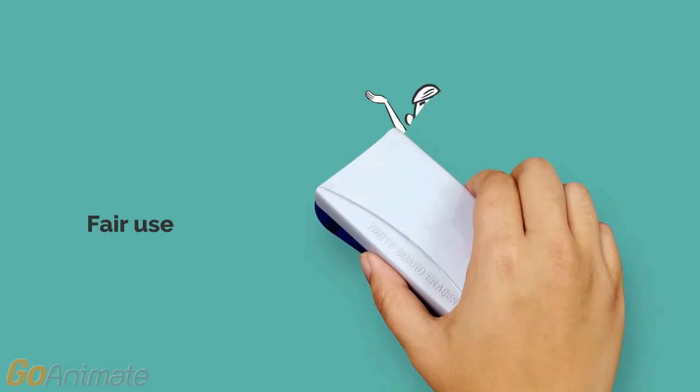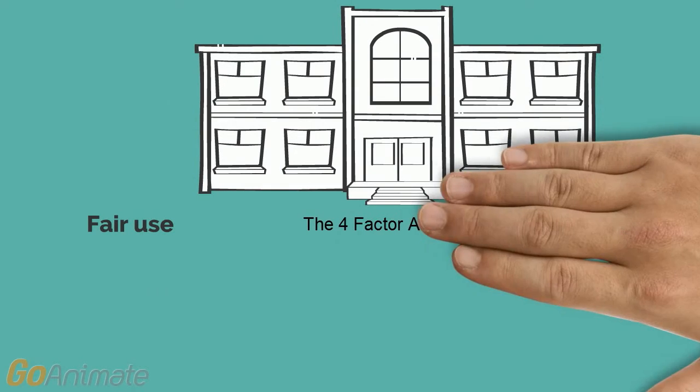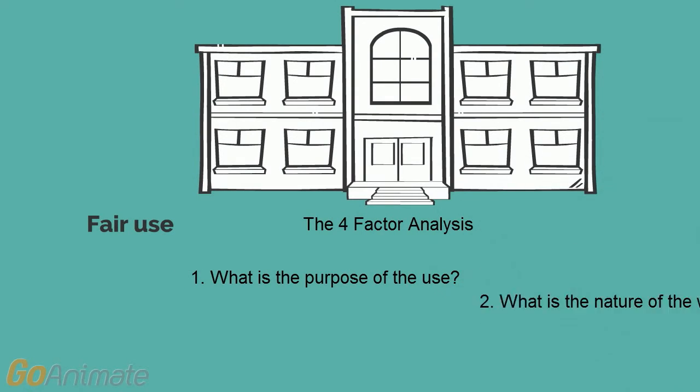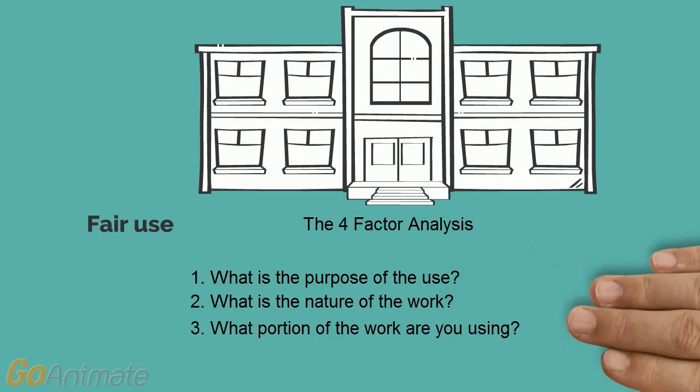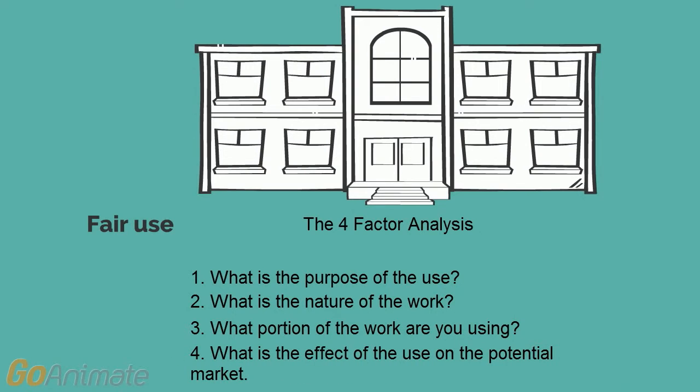Fair use uses a 4-factor test. Number 1, what is the purpose and character of the use? The courts prefer a non-commercial and non-profit educational purpose. Number 2, what is the nature of the copyrighted work? Number 3, what portion of the work are you using? And 4, what is the effect of the use on the potential market for the work?